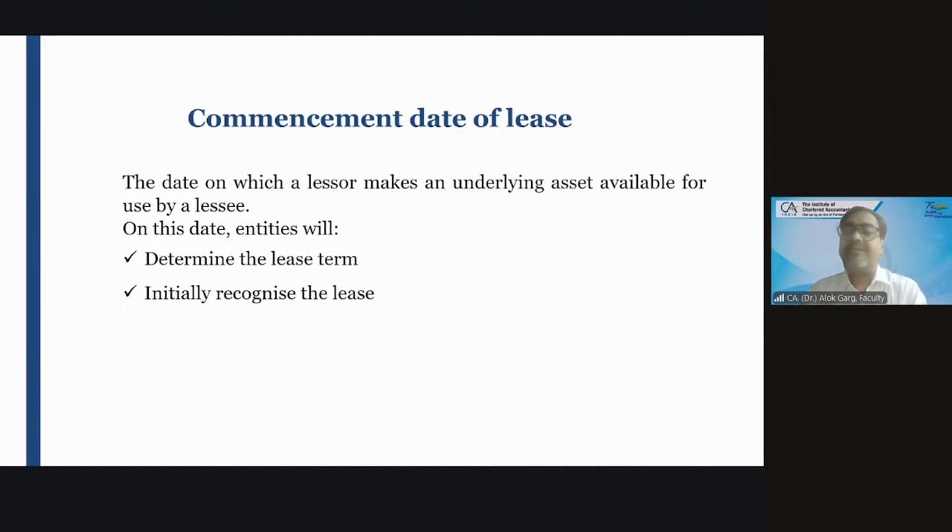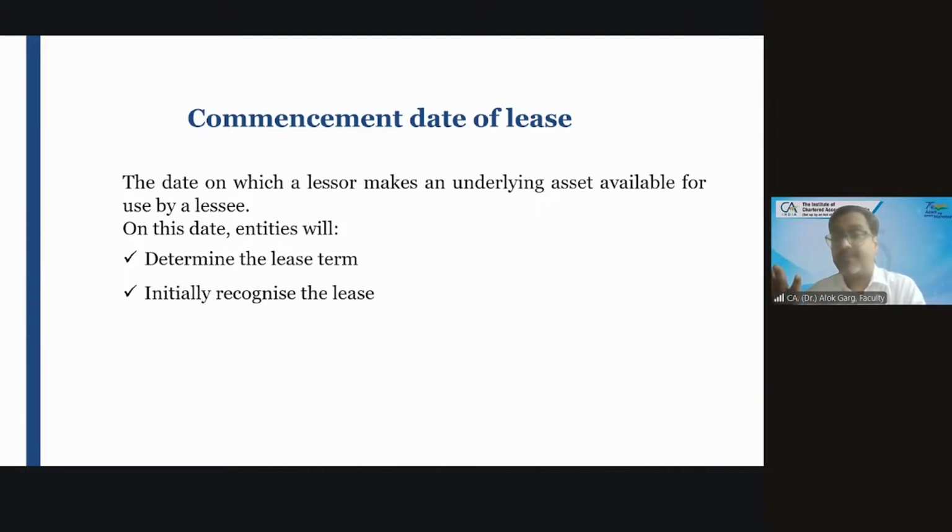Instead of passing an accounting entry on the commencement date of the lease, which is 1st April 2025, they are passing an accounting entry on 1st April 2024, which is the inception date of the lease, which is wrong. On the inception date of the lease only, identification has to happen. Is it a lease contract?